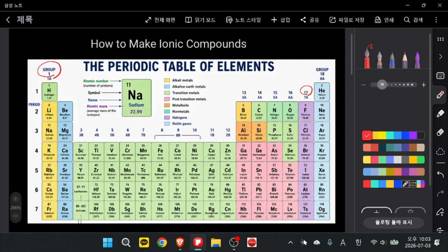But why do atoms do this? That's because atoms are more stable when they have the same electron configuration as the noble gases, which have completely filled outer shells.